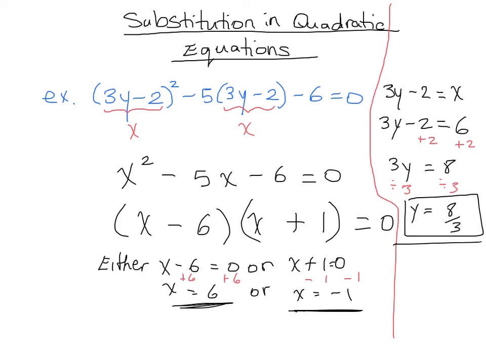So 3y minus 2 is equal to x. That's the relationship we created. So 3y minus 2 is equal to negative 1. We can add 2 to both sides once again, and we get that 3y is equal to 1. And finally, we divide both sides by 3, and we get that y is a third. And we're done.